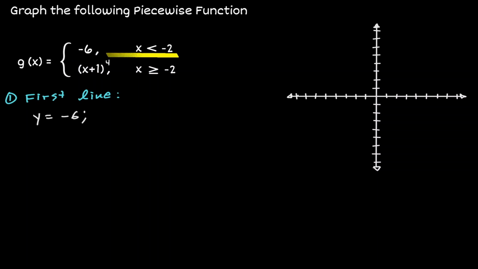And the right-hand side of it is going to tell us what are the x values that we want to use, which in this case are those x values which are less than -2. And now let's graph this line. The equation y equals -6, that's a horizontal line at the y value of -6. Let's graph that.